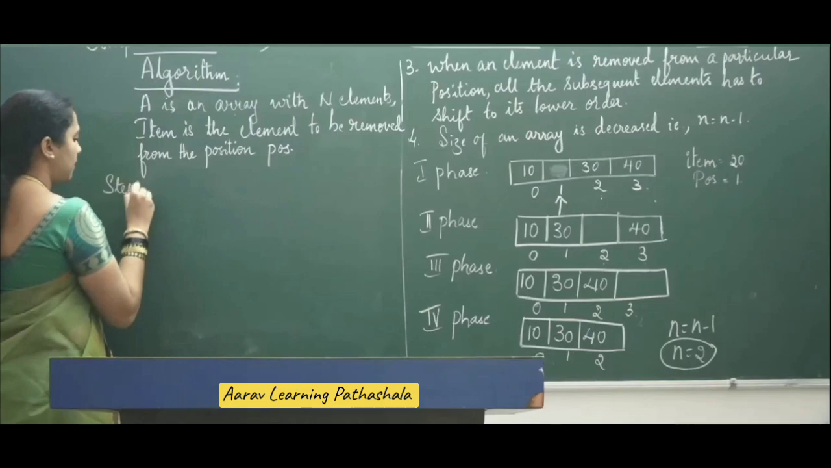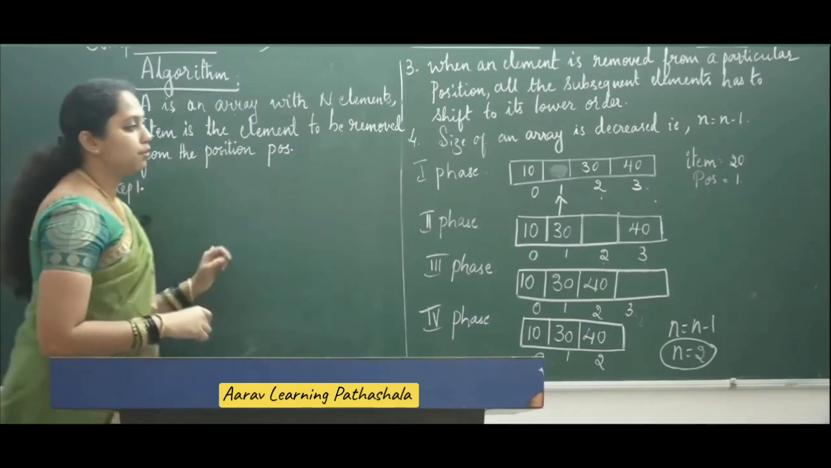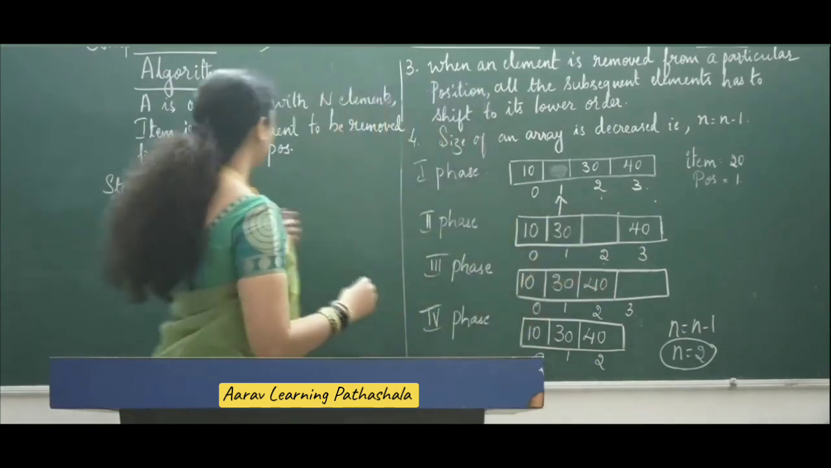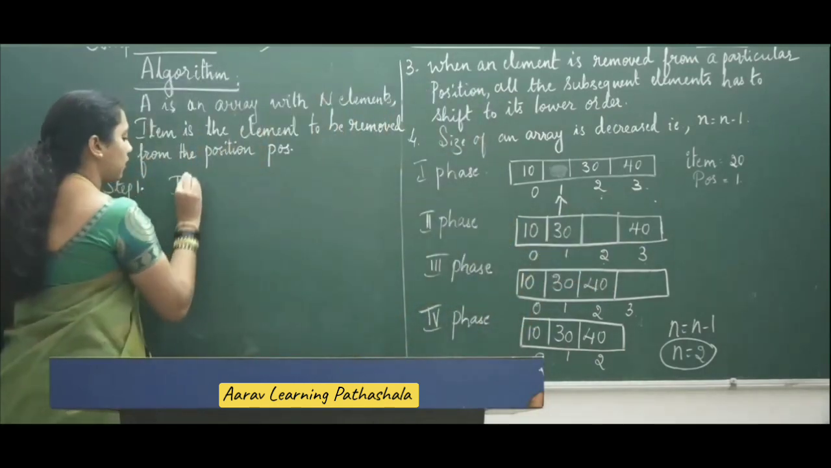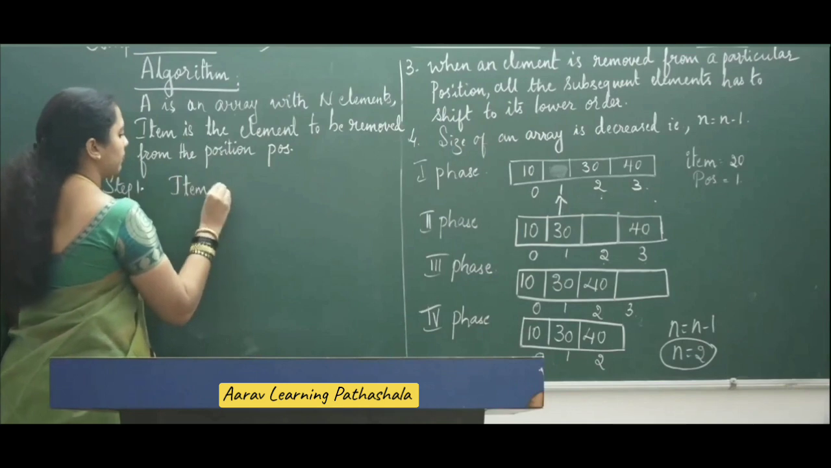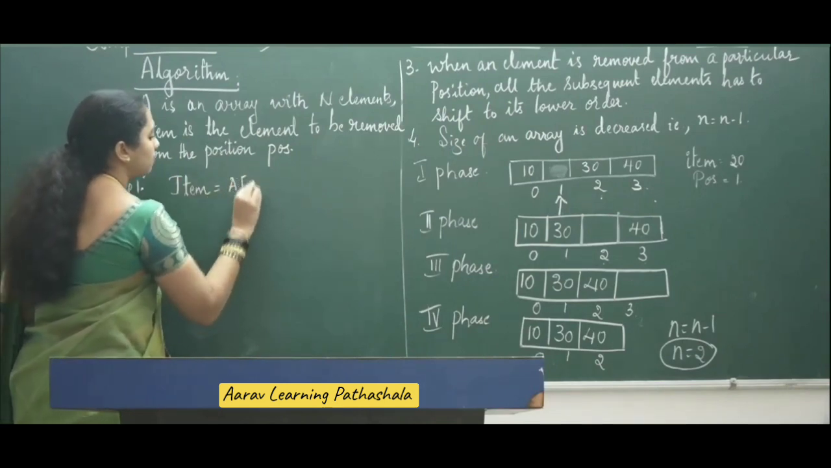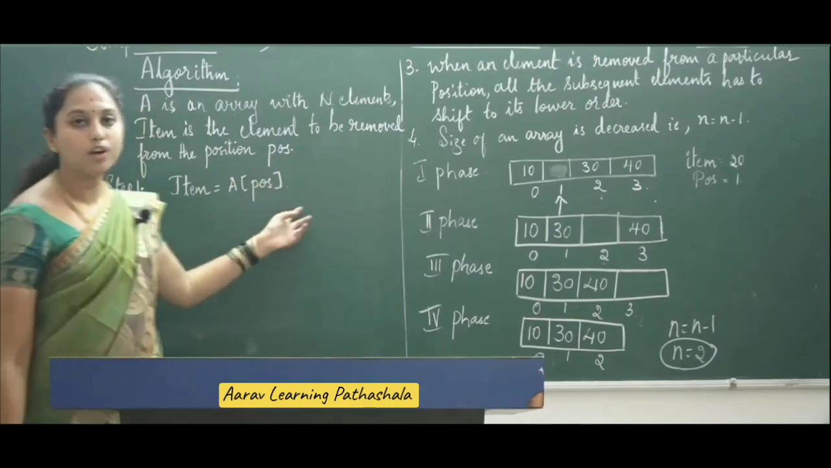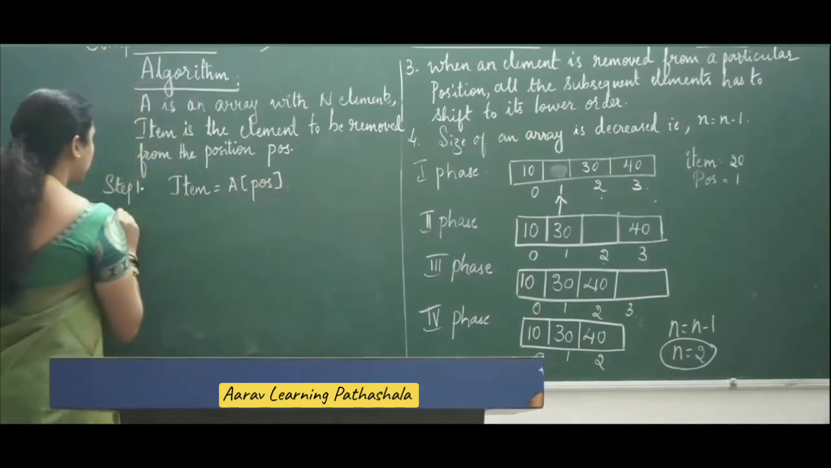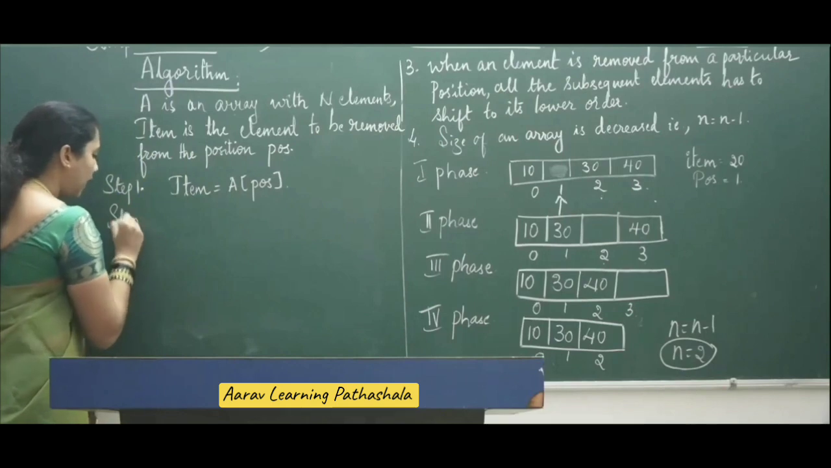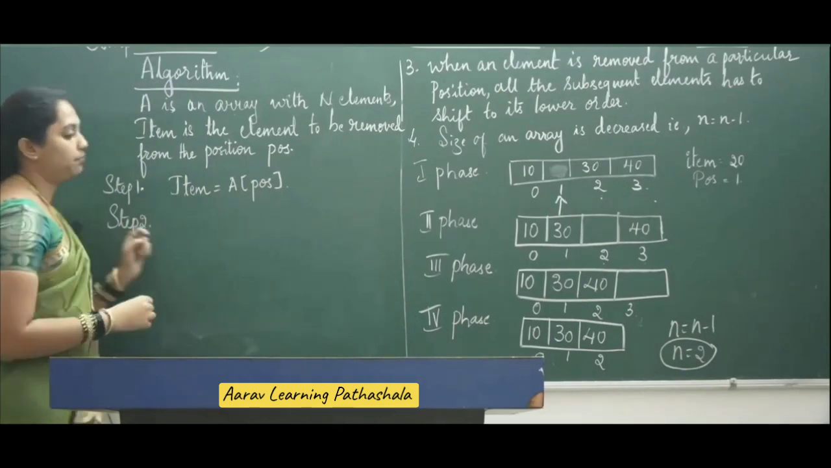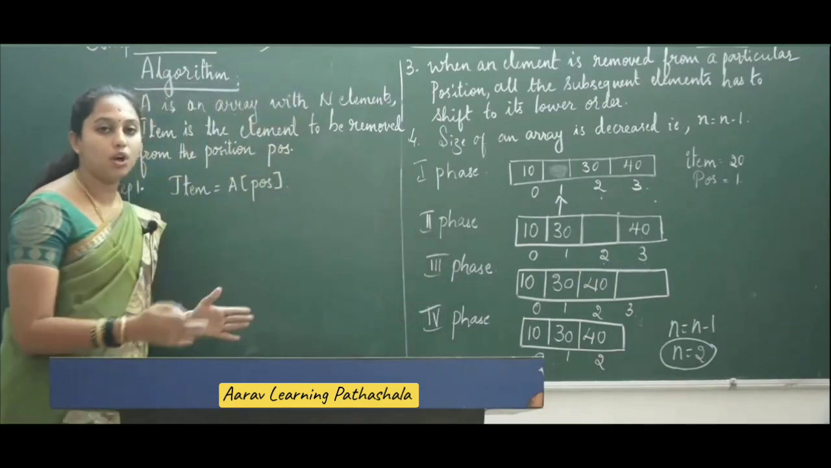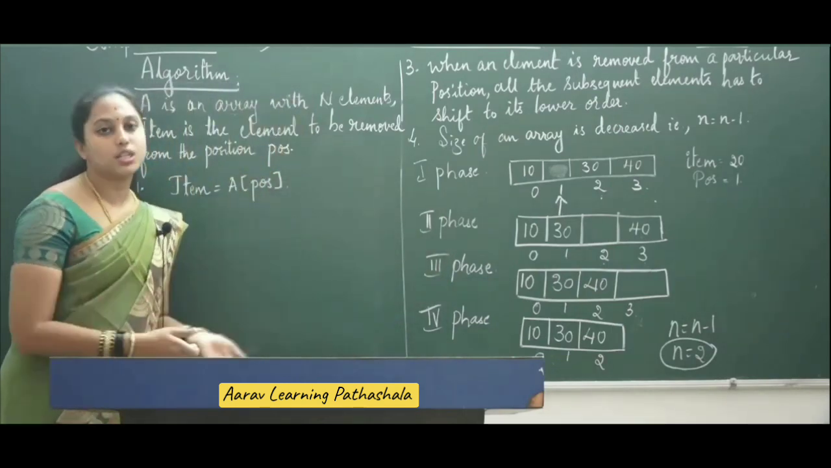The first step is we are going to remove an item from a particular position. So item is equal to A of position. In step 2, after removing an item from an array, we have to shift all the elements to its lower order position, right?